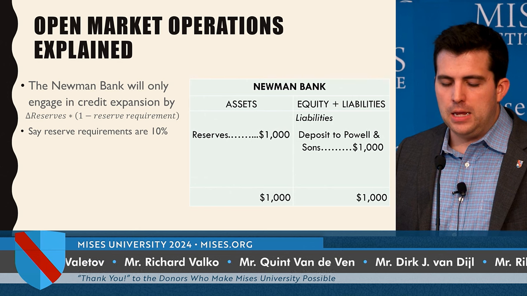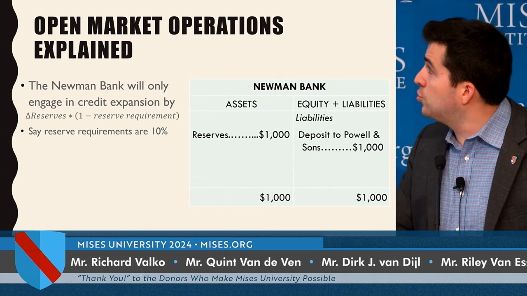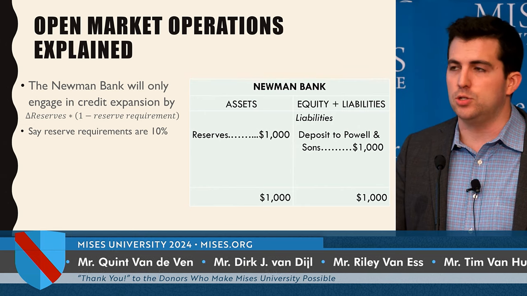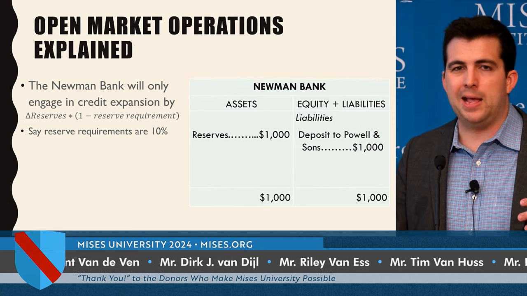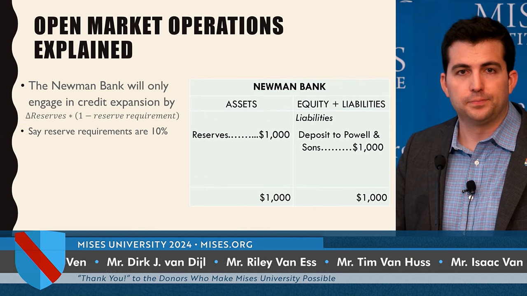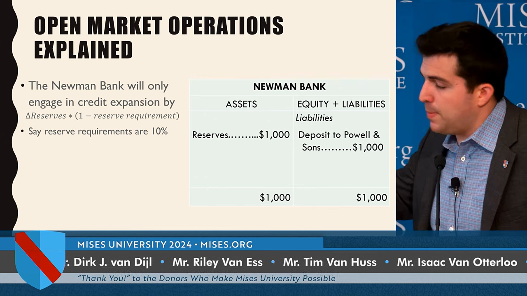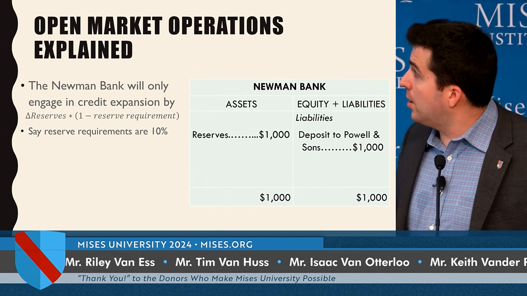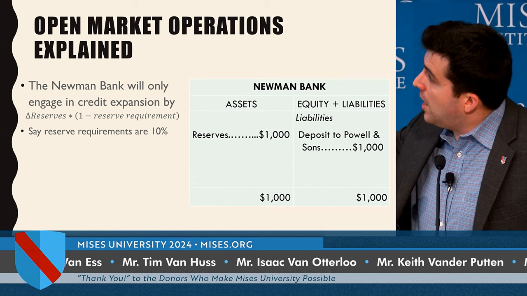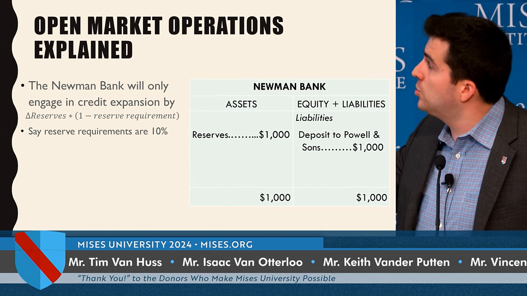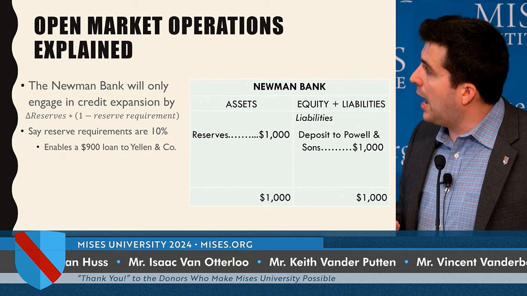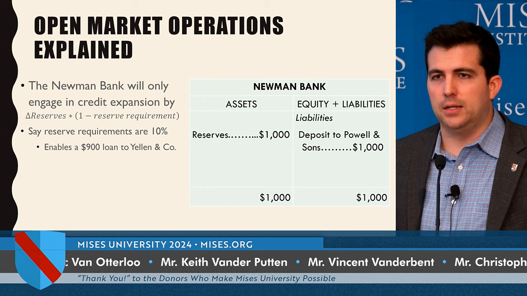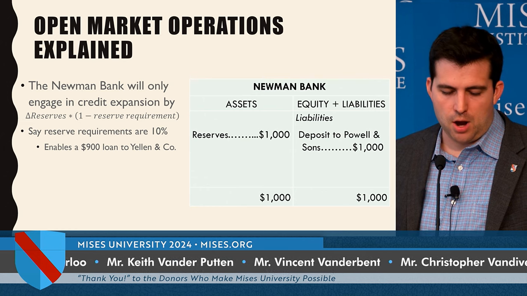For every $100 a bank has in deposits, it has to keep $10 in reserves, either at the bank or at the Federal Reserve. So what this means is that the Newman Bank can engage in credit expansion by basically 100 times 1 minus 0.1, which is 100 times 0.9. I can make a $900 loan to Yellen & Co., Janet Yellen, the previous chair of the Federal Reserve.